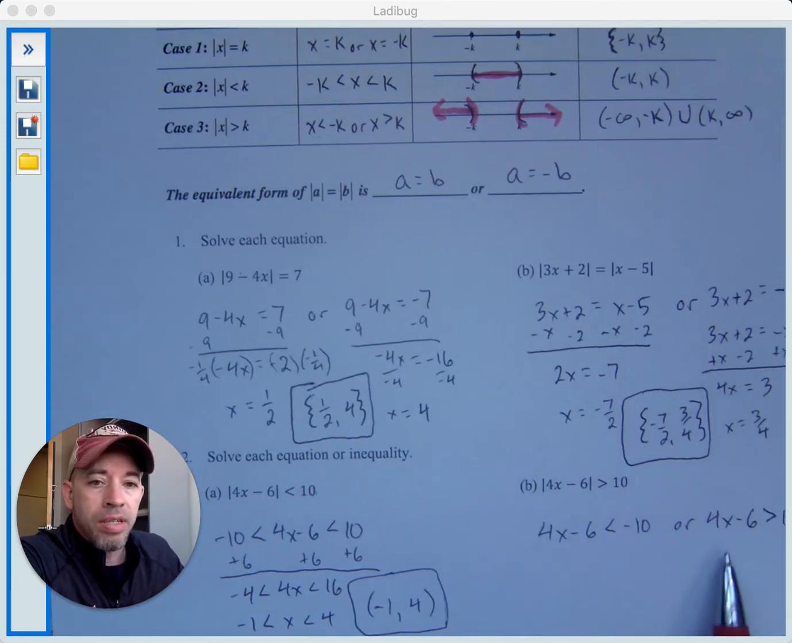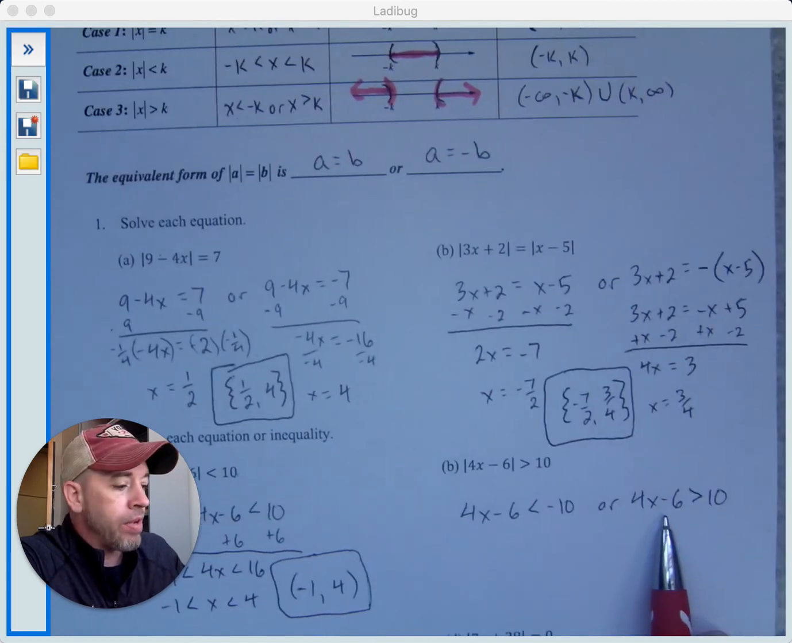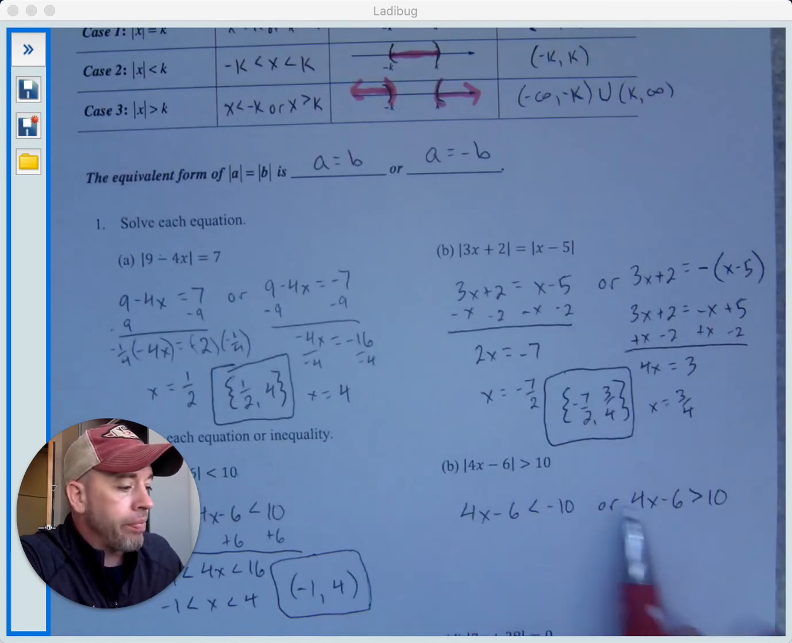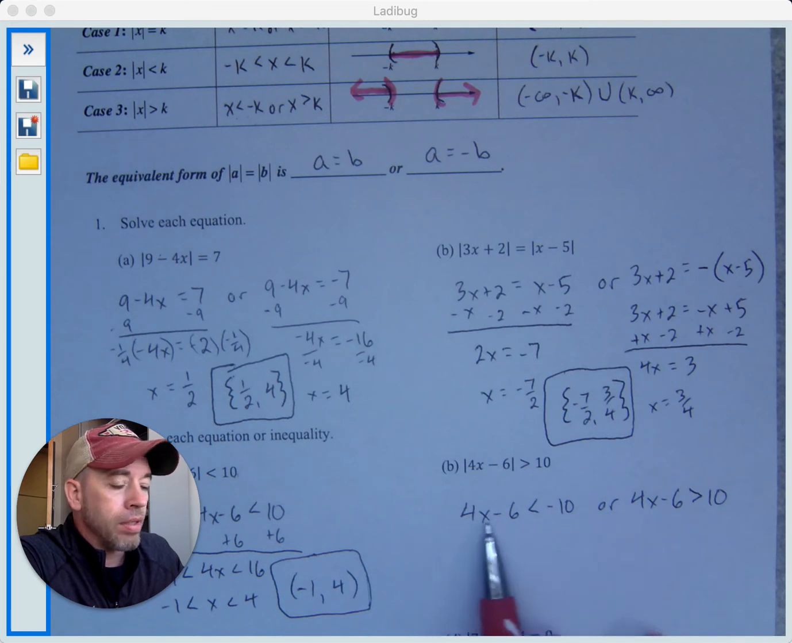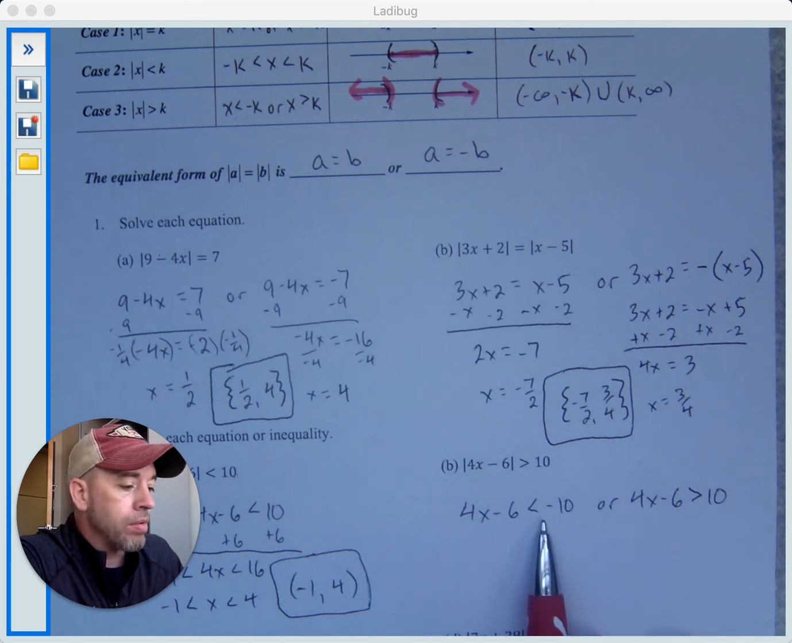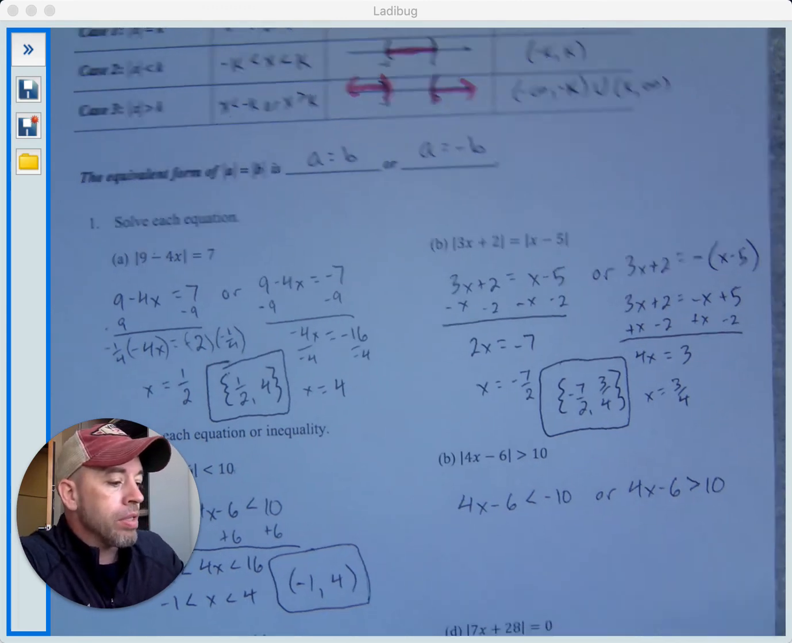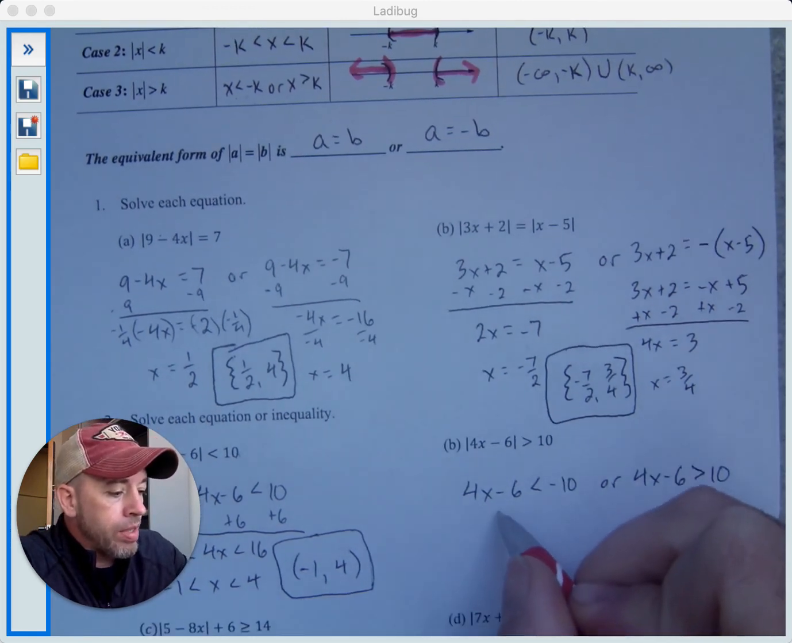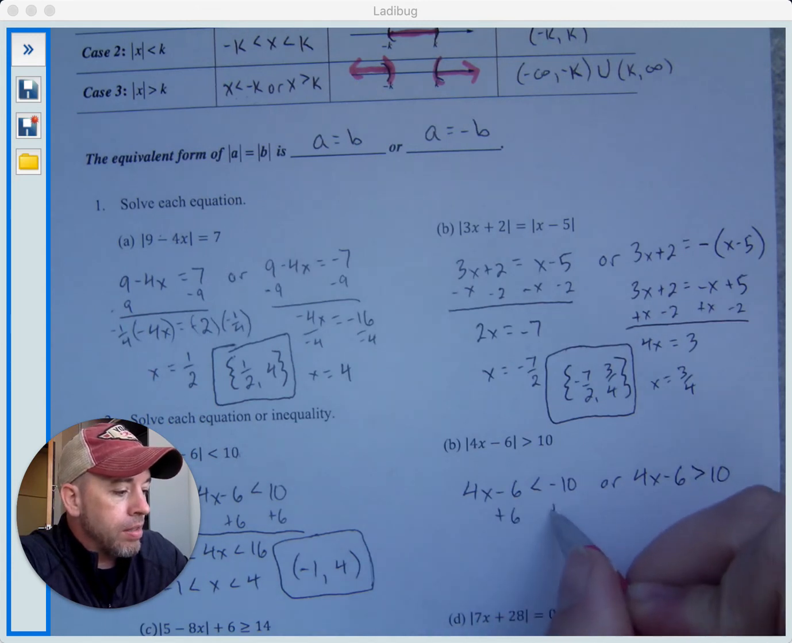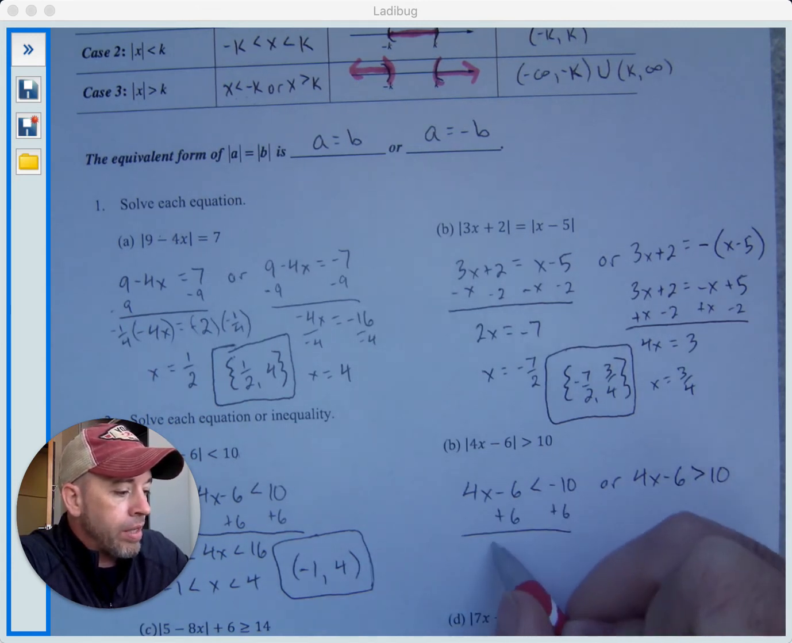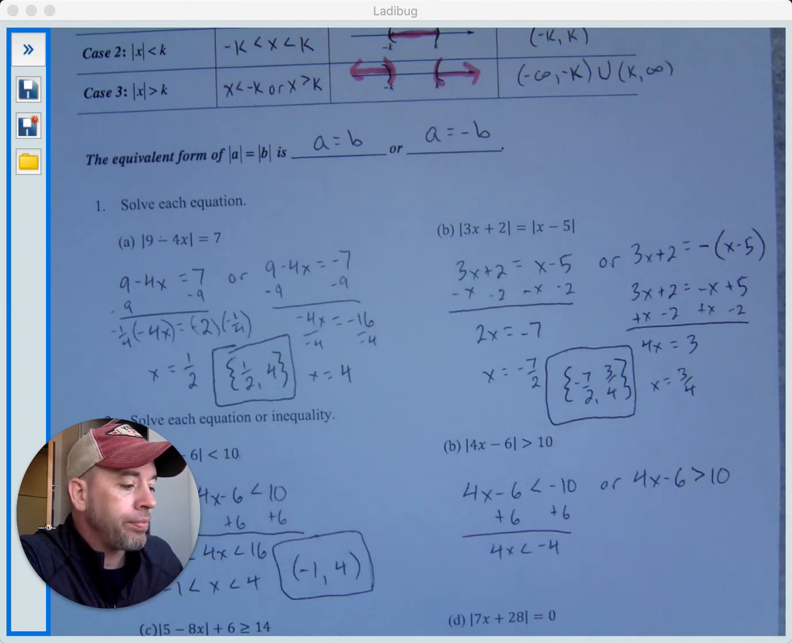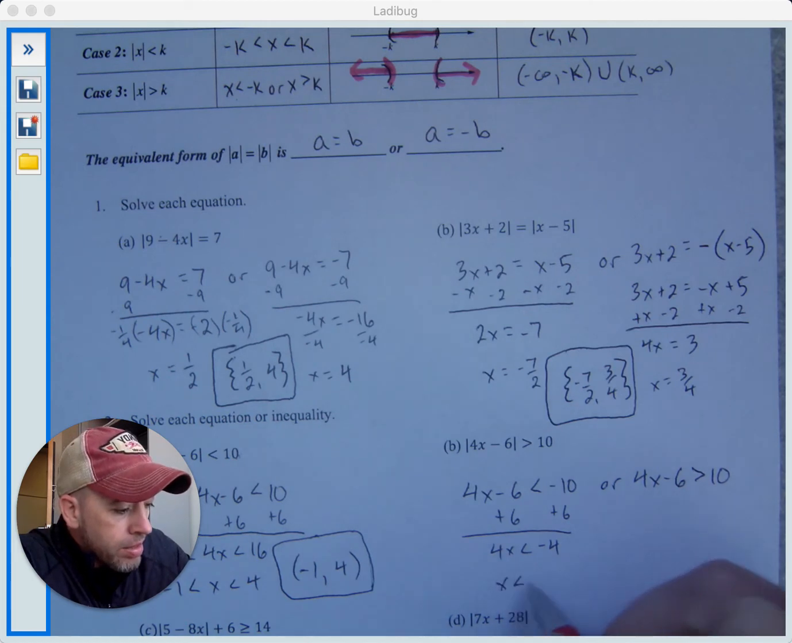So part of this inequality basically ignores the absolute value sign right here, but the other part gives us some other solutions. We make the less than and use the opposite of that guy. All right, so let's solve this. We're going to solve both separately. We're going to add 6. We get 4x is less than -4. If we divide by 4, we get x is less than -1.